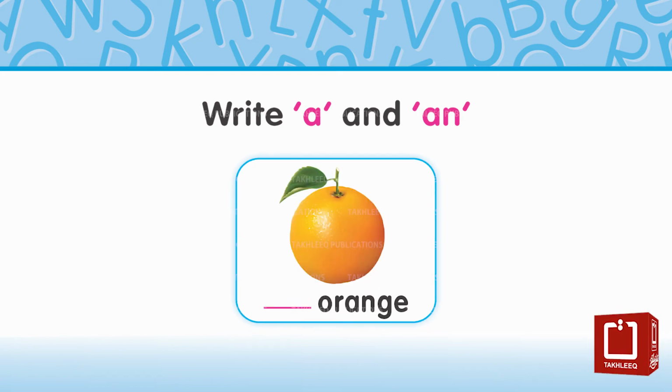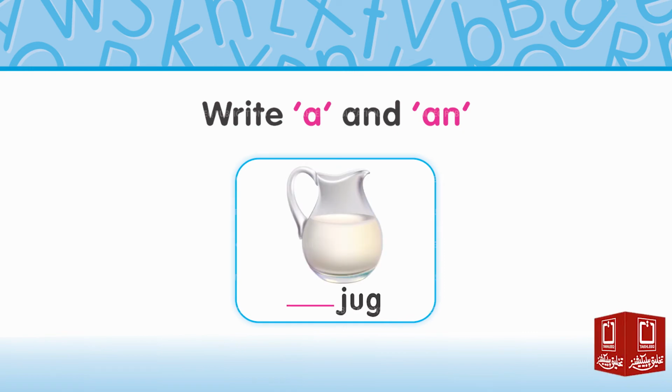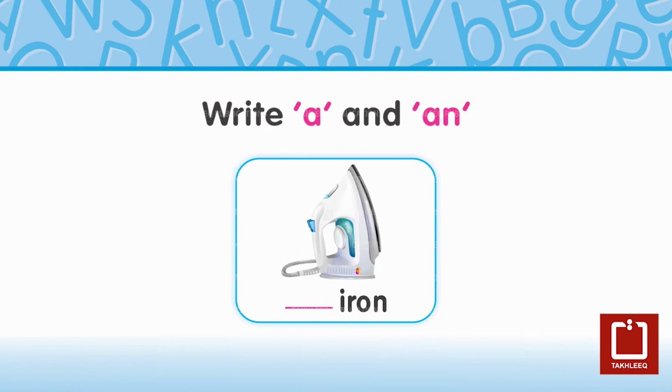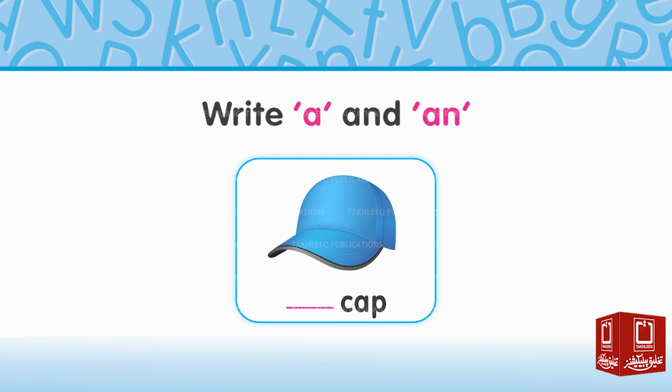Here is a word orange. Orange starts with vowel O, so we write here N. Here is a word jug. Jug does not start with vowel, so we write here A. Here is a word iron. Iron starts with vowel I, so we write here N. Here is a word cap. Cap does not start with vowel, so we write here A.